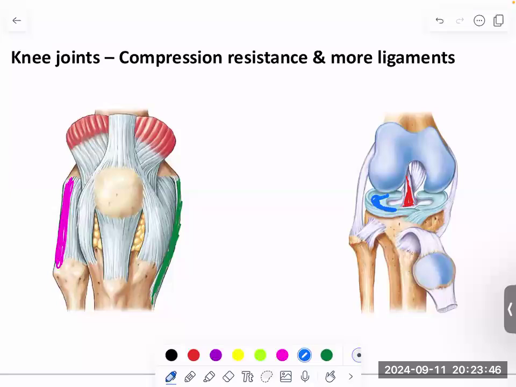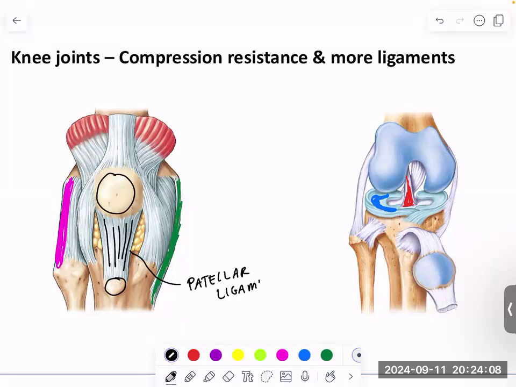Are we ready for this? What type of structure is this? Is this a tendon or a ligament? Ligament, bone to bone. This one connects the patella to the tibia. That is your patellar ligament. Bone to bone. This one's tough. This one above the patella.